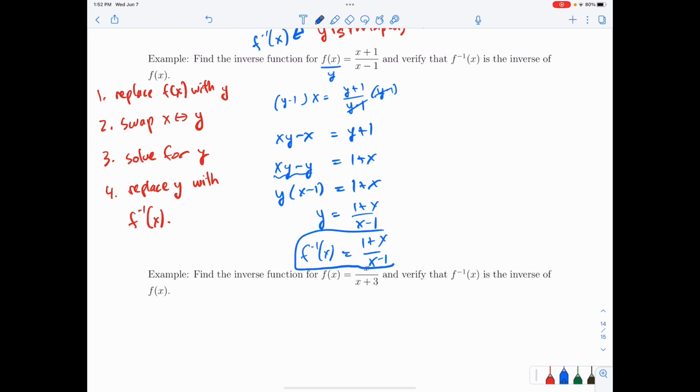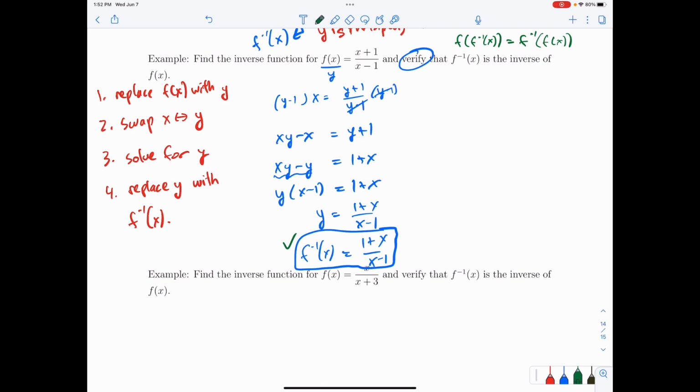Okay, now we want to verify that that is actually the inverse. To do this, what we must show is that f of the inverse is equal to f inverse of f of x. So we compose these two functions with themselves in opposite ways, and if we can show that they're equal, then we know that this is in fact the inverse of the original function. Let's go ahead and do that.